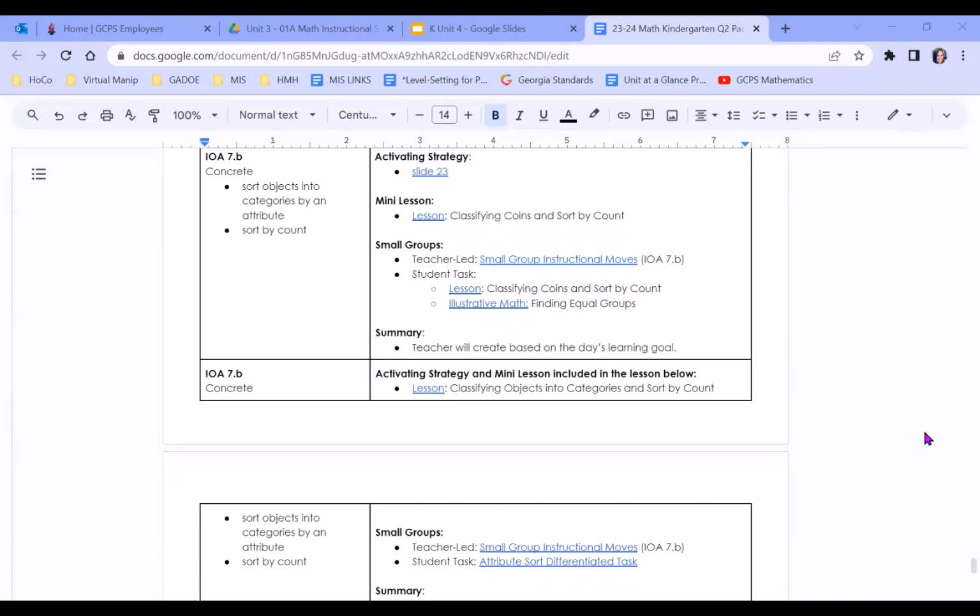This means there may be a total of more than 10 objects, but after the objects are sorted, there will be 10 or less in each category, allowing students to count the number of objects in each category and represent the amount with a written numeral.